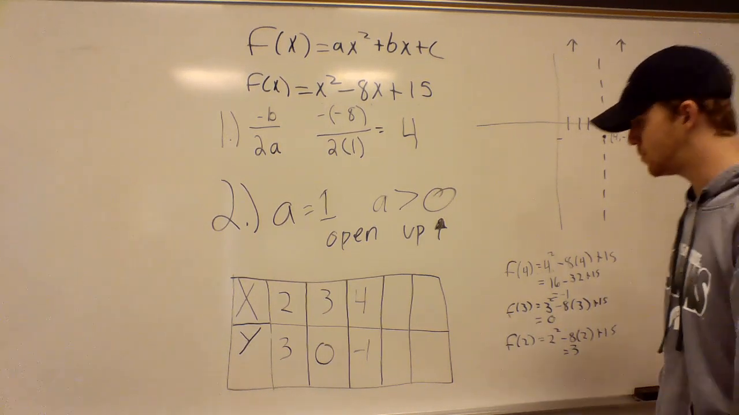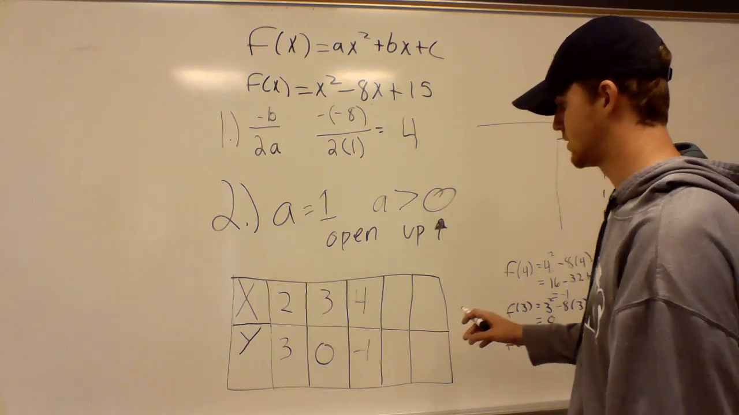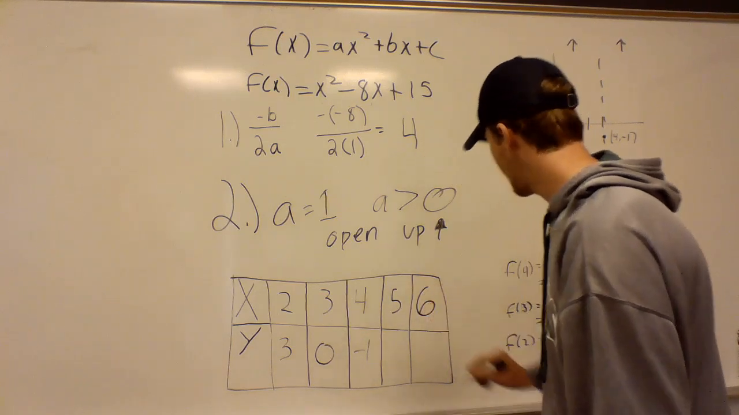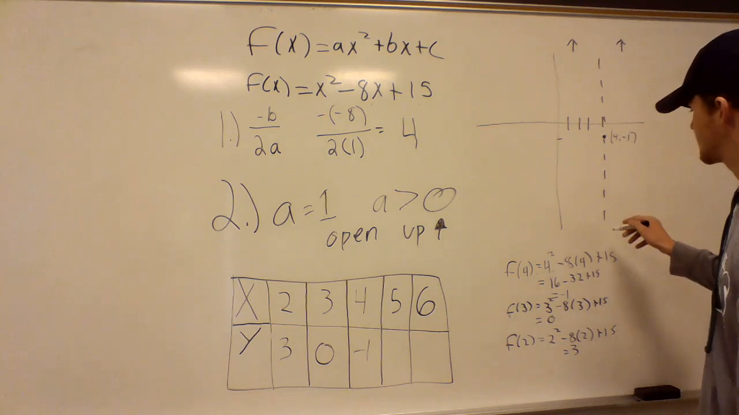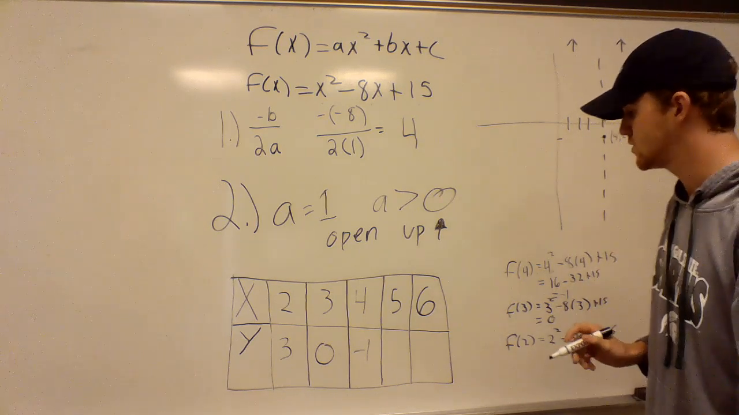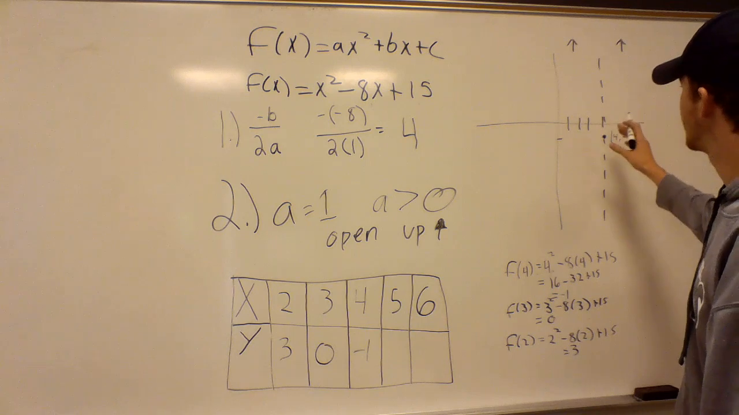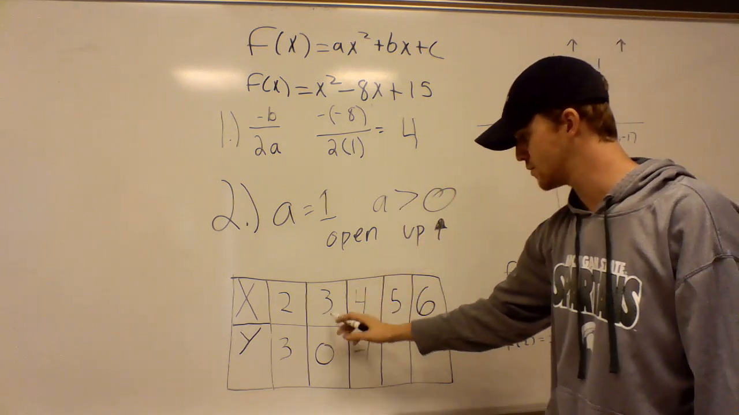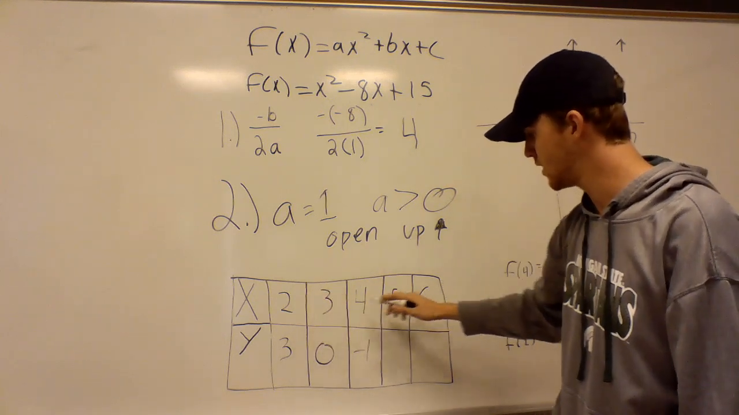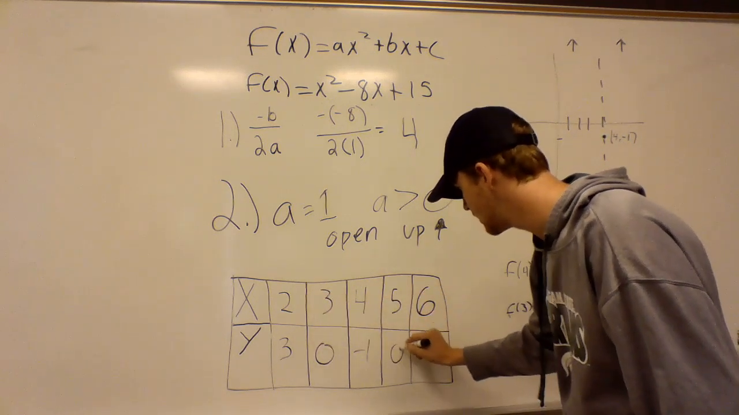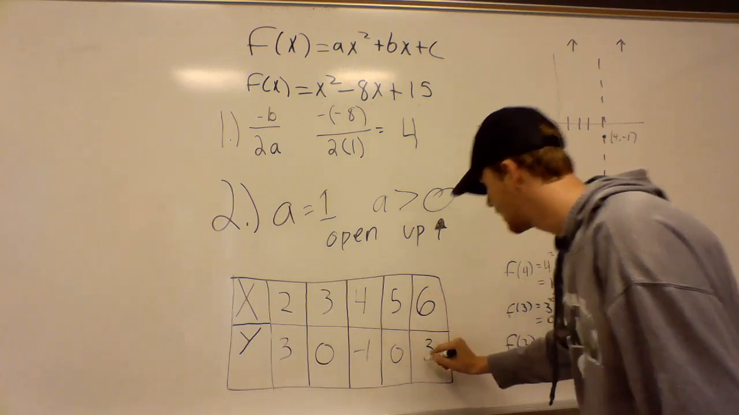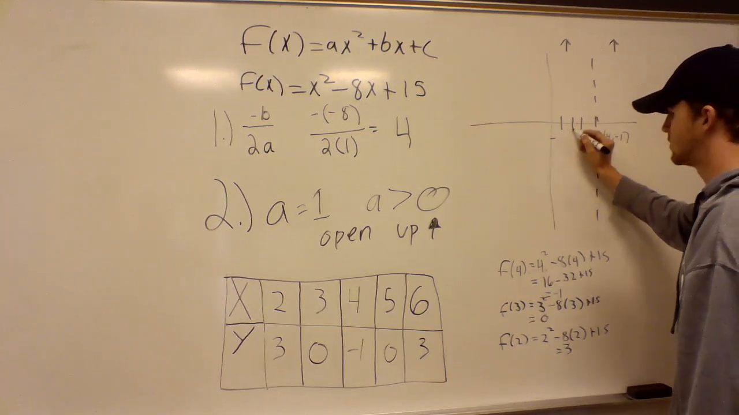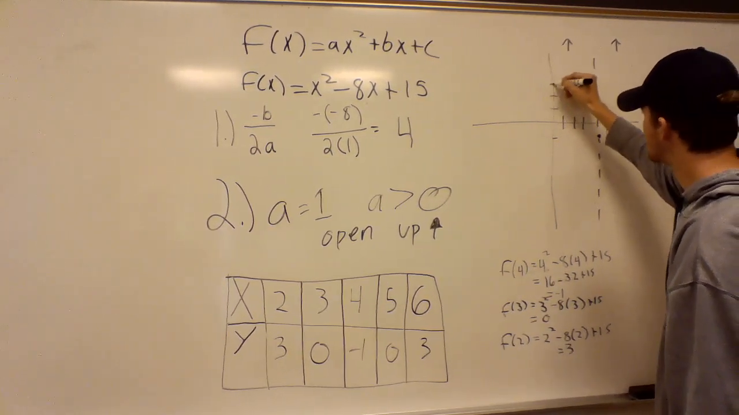Alright, now that we found the 2 points to the left of our vertex, let's find the 2 points to the right. So let's use points 5 and 6. A parabola has an axis of symmetry which divides it in half, so the left side is equal to the right side. As we have points 3, 0 and 2, 3, we can also say that it's going to be 5, 0 and 6, 3. So let's graph that. We're going to go over 2 and up 3, 1, 2, 3.